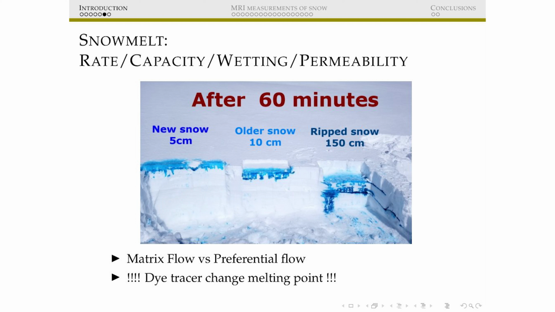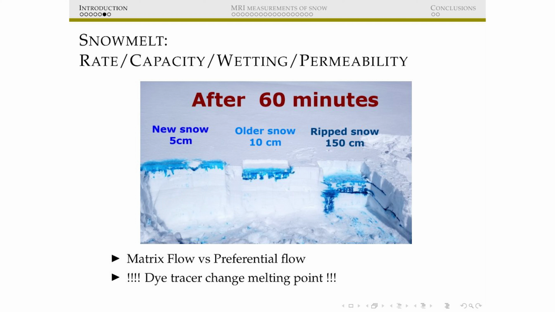And what do I mean by snow hydrology? In this case, I will talk a little bit about snow runoff rate. So how much water do we produce when the snow is melting? The capacity: how much water can snow actually hold onto in the microstructure before it starts percolating? The wetting: if snow starts to melt, it has a very small liquid layer on the ice grains, and how much does that influence your permeability?